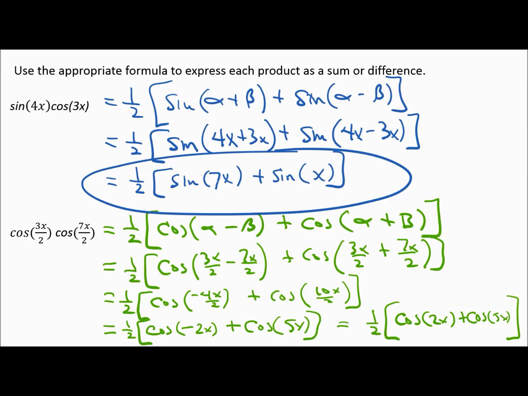Okay, so that is our final result: 1/2 cosine of 2x plus cosine of 5x. Make sure you understand what happened to the negative. Because cosine is even, the negatives just disappear. And there's our final result.